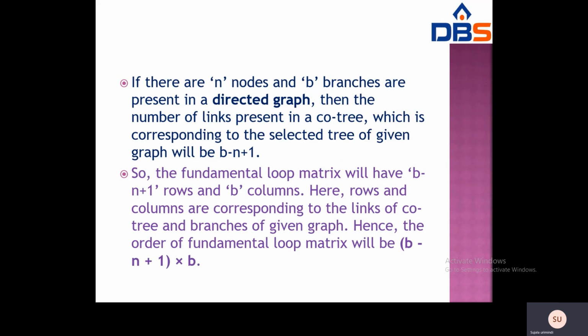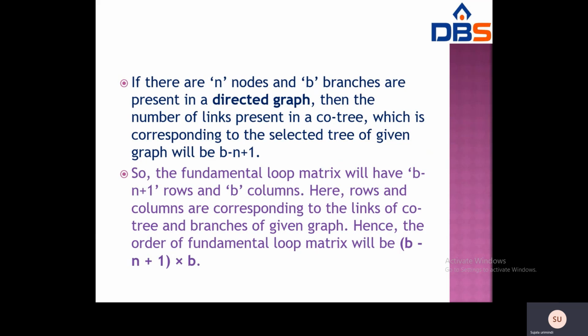So the fundamental loop matrix will have B minus n plus 1 rows and B columns. So we have to multiply that, B minus n plus 1 into B. Here rows and columns correspond to the links of the co-tree and the branches of the given graph.